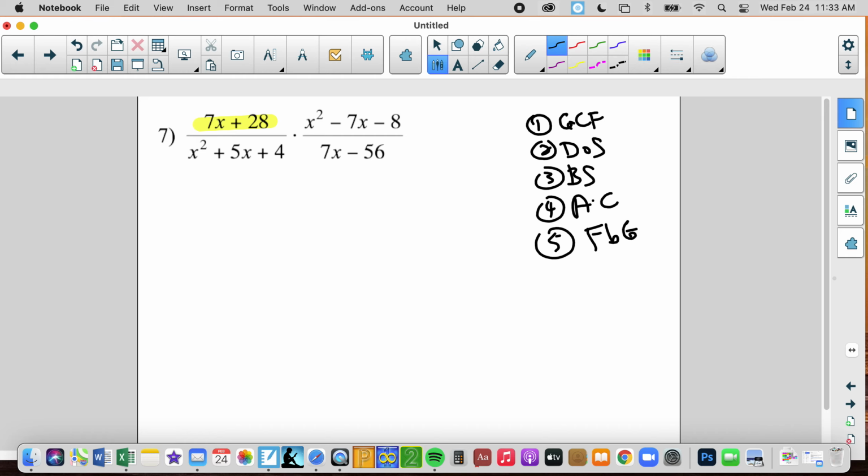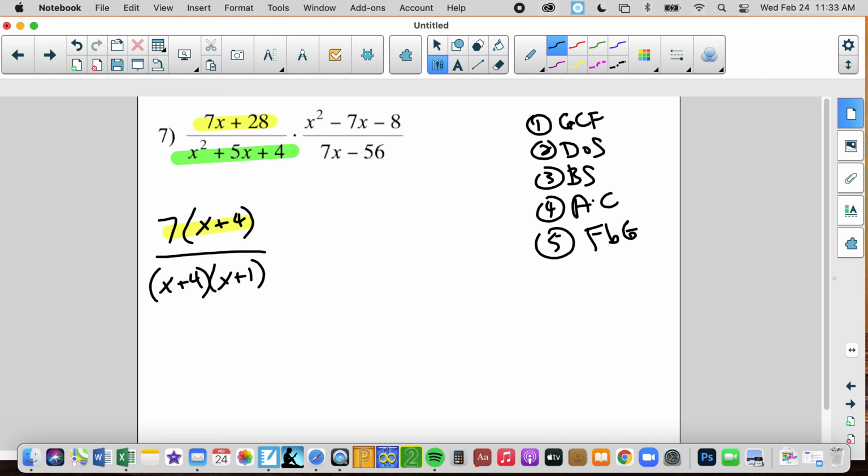So I'm going to do the numerator of the first term, 7x plus 28. I can factor out a 7. That gives me x plus 4. So that turned into that. I'm going to look at the denominator here. I see that's A times C. It is not a binomial square, because the square root of the first and the last times 2 does not equal my middle. So I do know what it's going to turn into. It is going to be x plus 4, x plus 1.